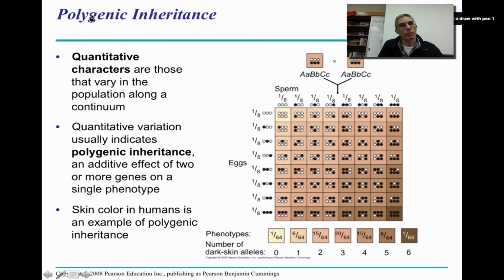Another thing that we need to mention is something called polygenic inheritance. We're not talking about pleiotropy, so don't get those two words confused.